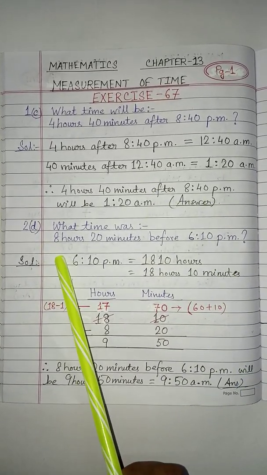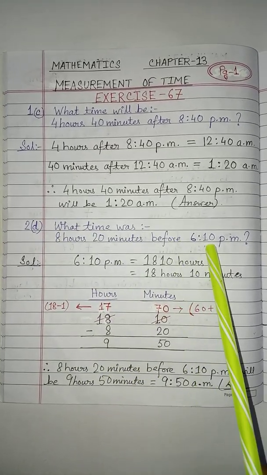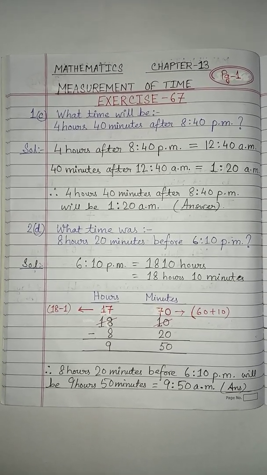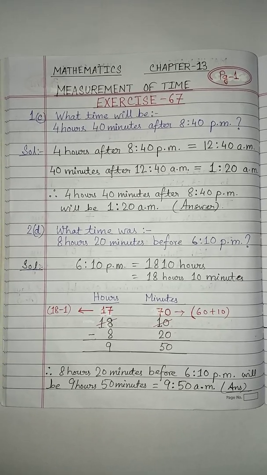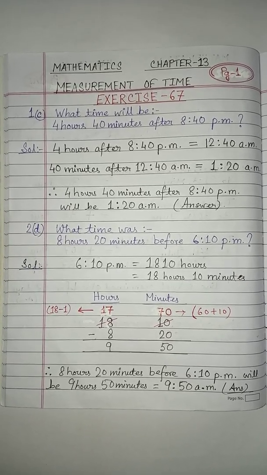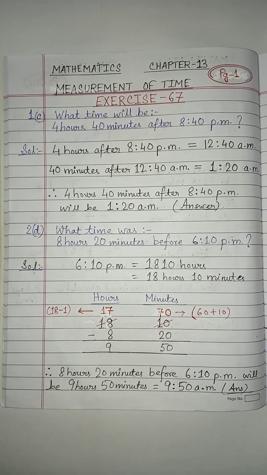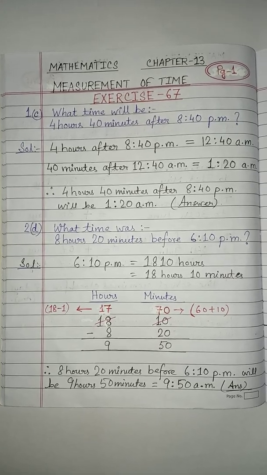Now let us move to our next example. What time was 8 hours 20 minutes before 6:10 pm? Here in this case we have used an alternative method to solve this sum. Children, you have already learnt about 24-hour clock time in your previous classes. So here we have to convert the 12-hour clock time into 24-hour clock time at first.